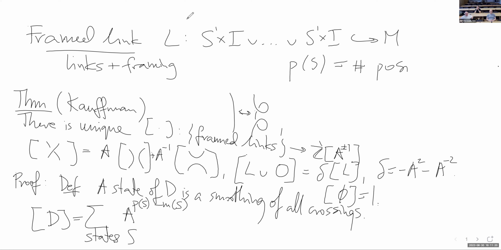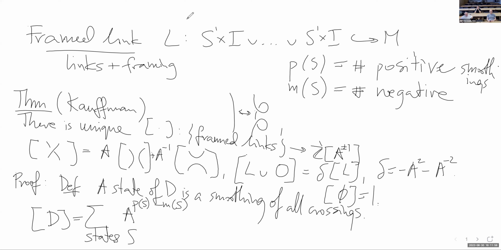So smoothings are these moves, right? Positive smoothings. This is a smoothing, replacement of this crossing by this type of thing. And you have positive, negative. So this one is positive, and the second one will, of course, be negative. Well, in retrospect, this should be n, not m.